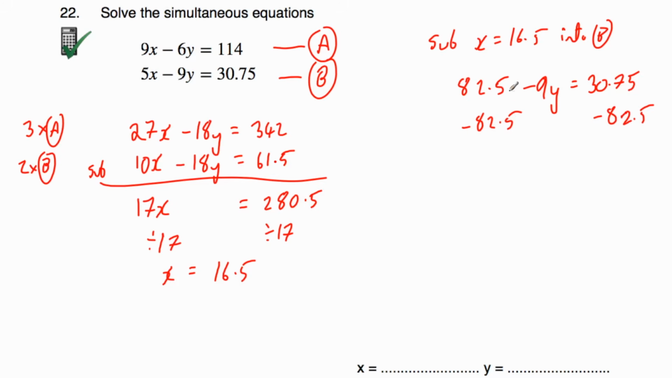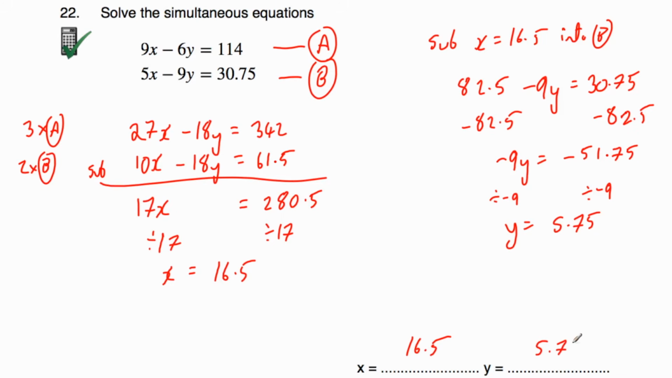And then we'll be left with, on the left hand side, we've taken away 82.5 to get rid of the 82.5 here, so we would just be left with minus 9y, and on the right hand side we'd be left with minus 51.75. Now we don't want minus 9 times y, so let's divide by minus 9 and divide by minus 9. So minus 9y divided by minus 9 would just leave us with y, and on the right hand side we've got negative divided by a negative, so that's going to be a positive, and 51.75 divided by 9 would be equal to 5.75. So our answer would be x equals 16.5 and y is equal to 5.75, and that's it.